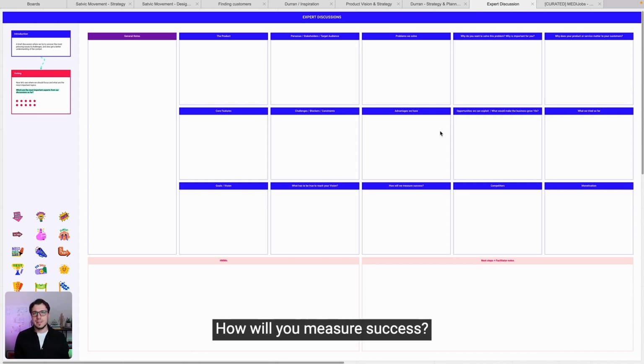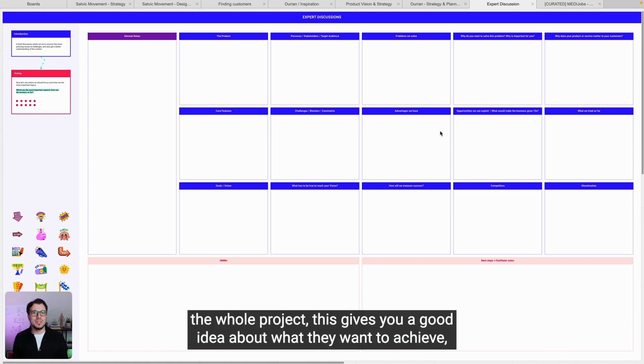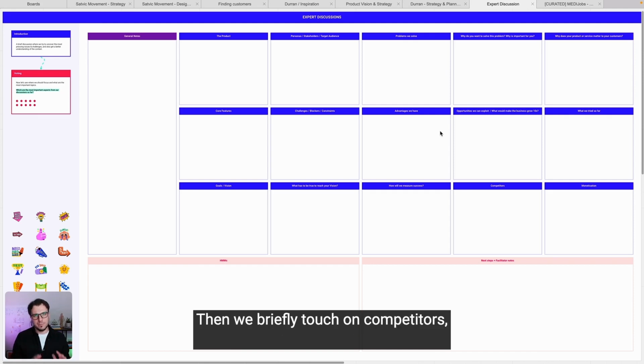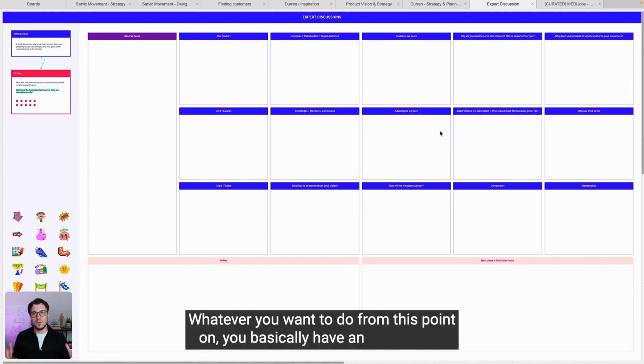How will you measure success? Obviously, this can be something particular for this part of the project, but even for the whole project. This gives you a good idea about what they want to achieve, how they know if they achieved it or not. Then we briefly touch on competitors. So it's like the most important competitors usually go here, and how they plan to monetize this whole thing. All this information, it's basically an overview of the whole thing, and it's a good starting point for the next phases of the project. Whatever you want to do from this point on, you basically have an overview of all these important building blocks.